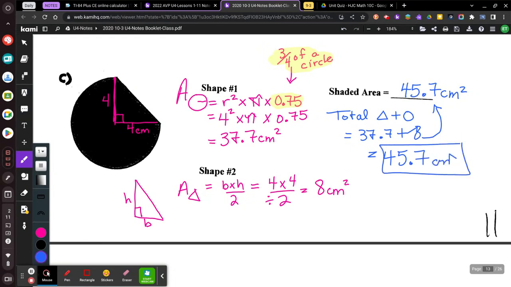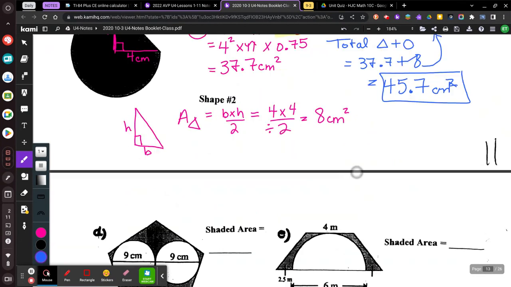Okay, turn your page. So in this case, both objects were shaded. That's why we added them together, because both objects were shaded. Because the whole idea of this is to have our shaded object. All right, turn the page.